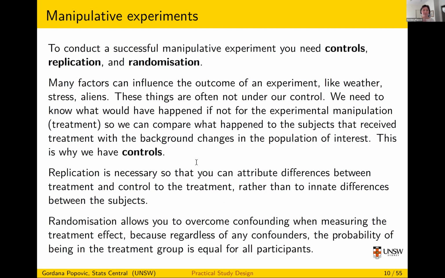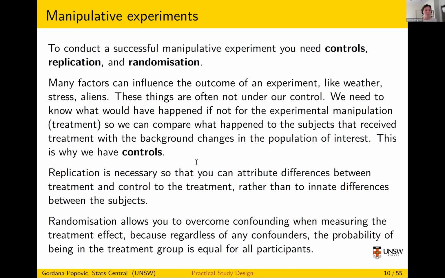All right, so what are manipulative experiments? If you're in medicine, these are called randomized control trials. In other places, they're just called experiments. To conduct a successful experiment, you need three ingredients: controls, replication, and randomization. So controls. Lots of factors can influence the outcome of an experiment: the weather, aliens, stress, and they're not under our control. So we need to know what would have happened if we had not given the experimental manipulation.